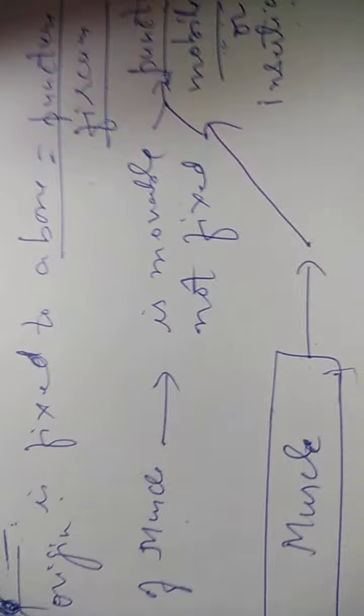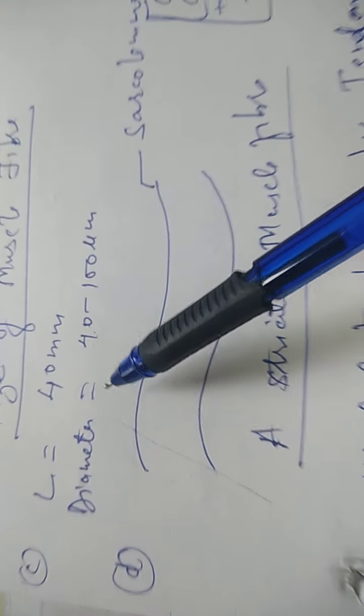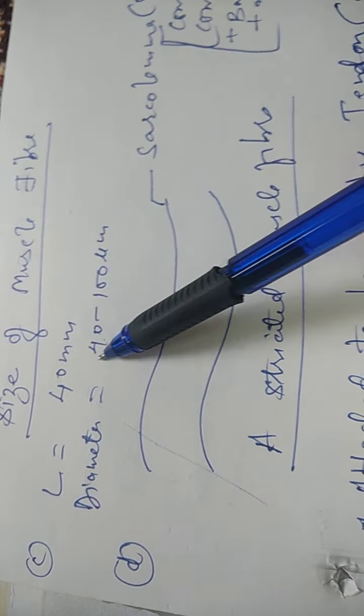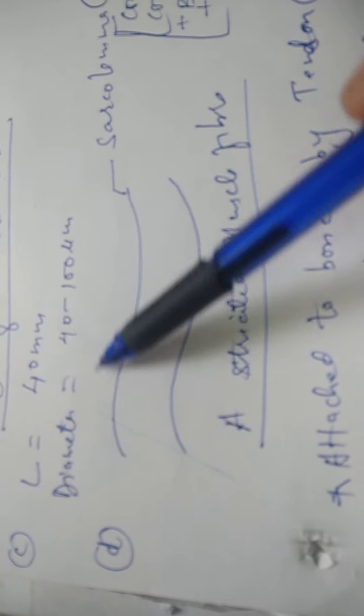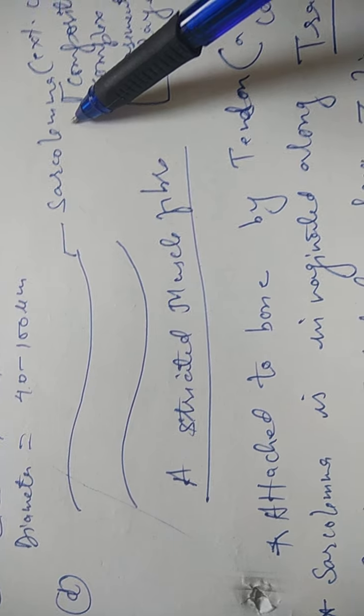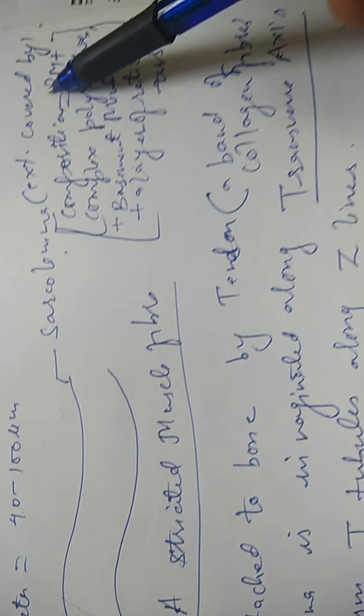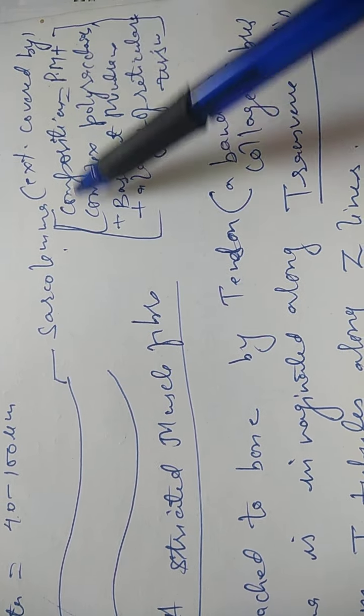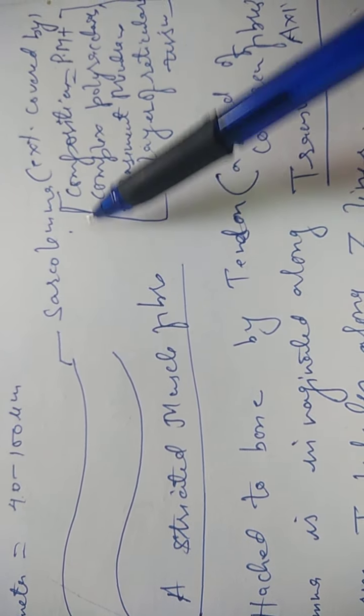Now let's move on to the written part. So here you can see the size. We'll move on to the size of the muscle fiber. Here you can see the size of muscle fiber. Its length is 40 mm, its diameter is 40 to 100, which I showed you, surrounded by sarcolemma, which is the external covering that covers the myofibril.